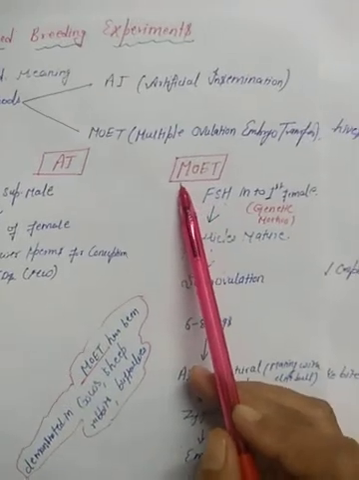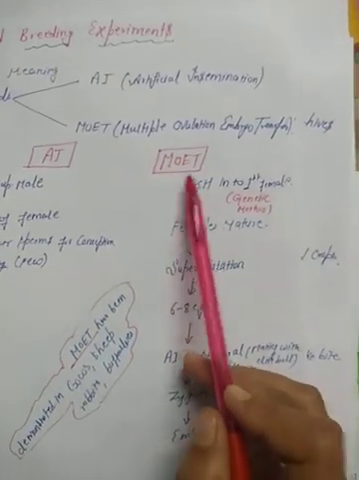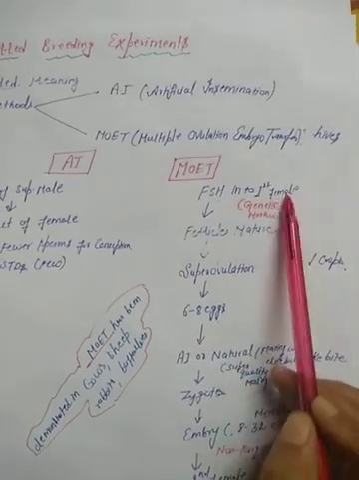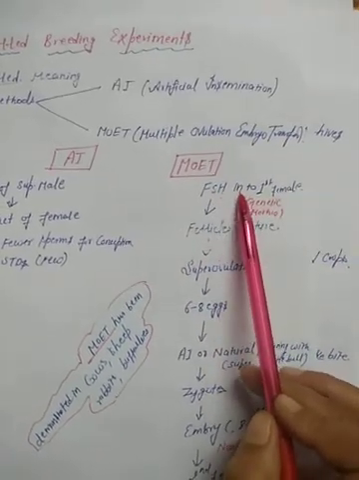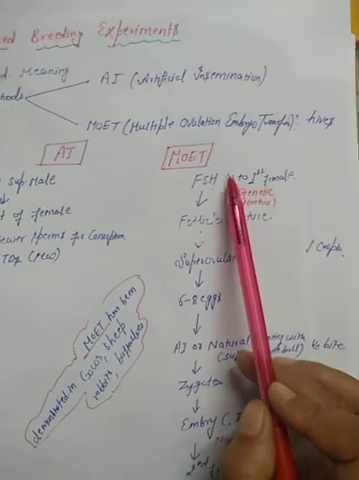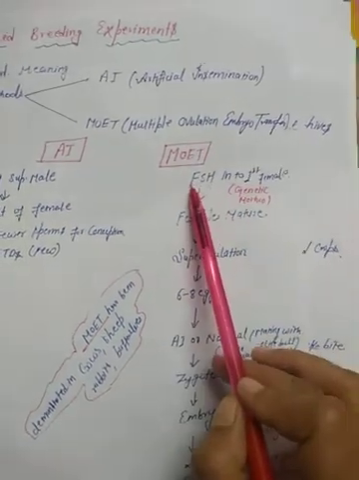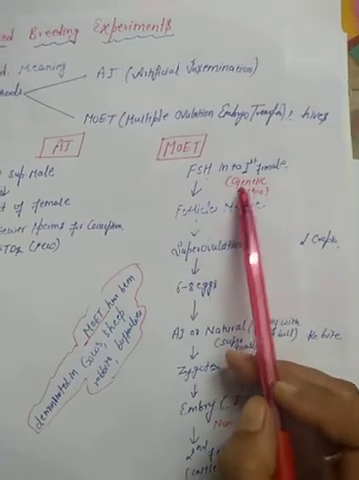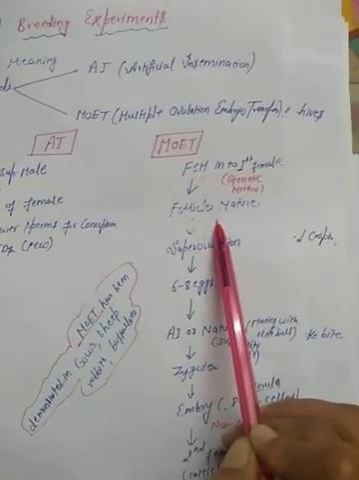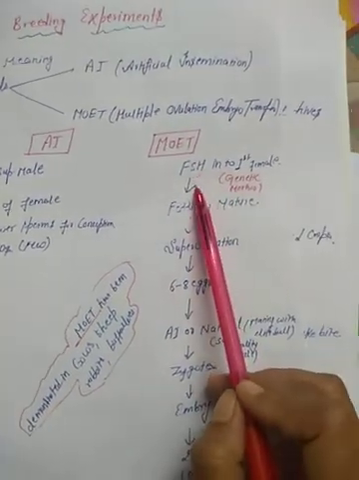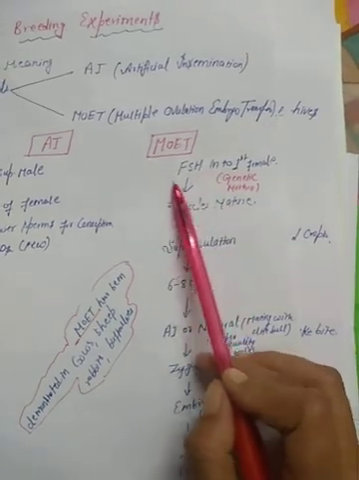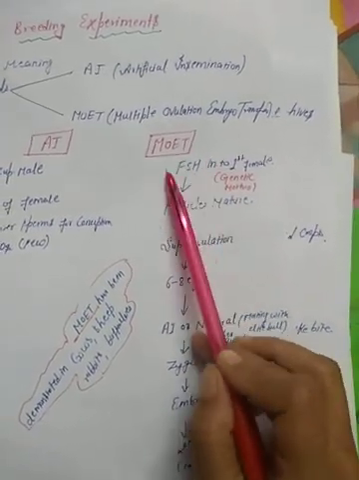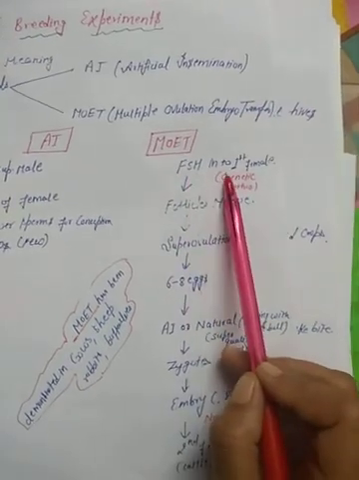So what happens here actually? First of all, one female is there. This MOET has been demonstrated in cows, sheep, rabbits and buffaloes. I have taken here the example of cattle. First of all, follicle stimulating hormone is injected into the female.